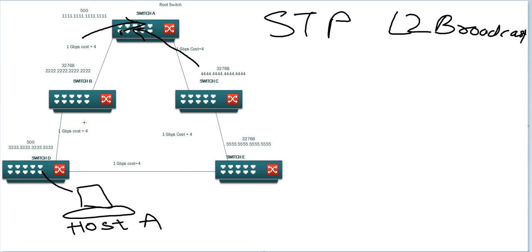Without STP, the only way would be to remove one of the looping cables or power down the switch, but that's not a good situation. So how does spanning tree help us resolve this issue?